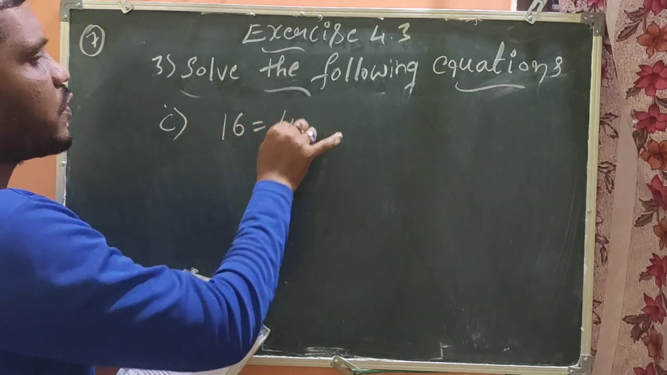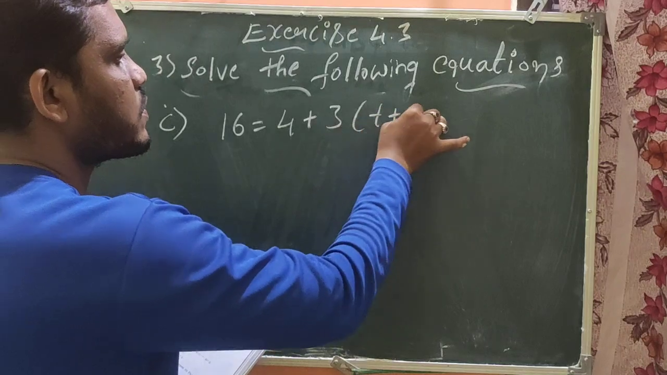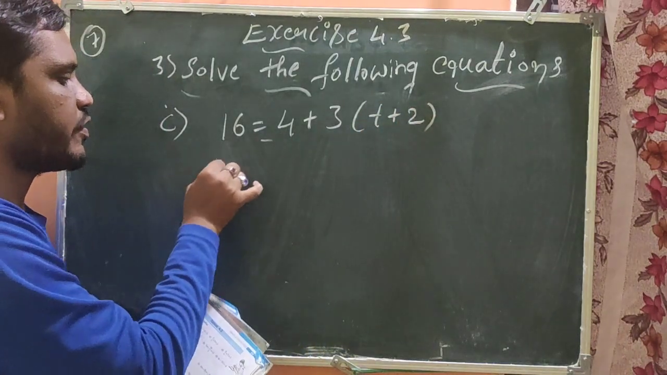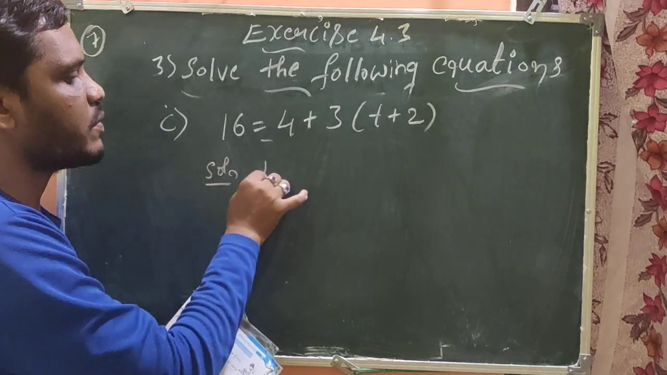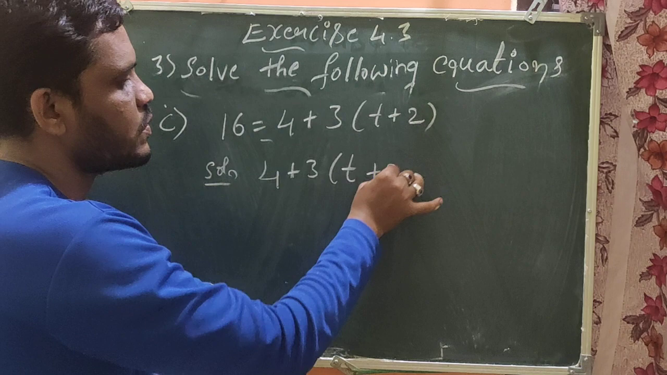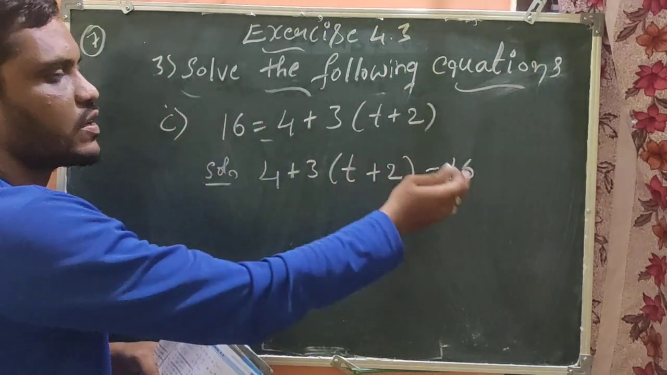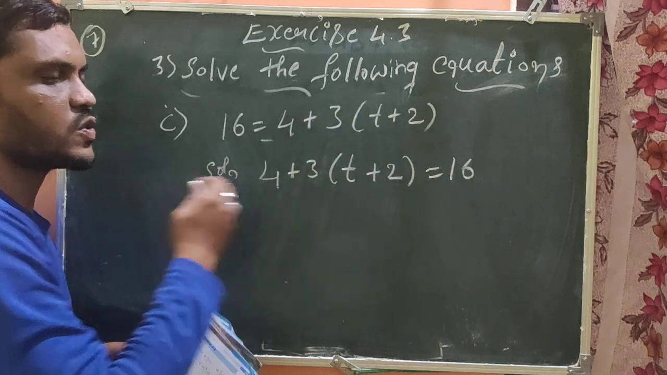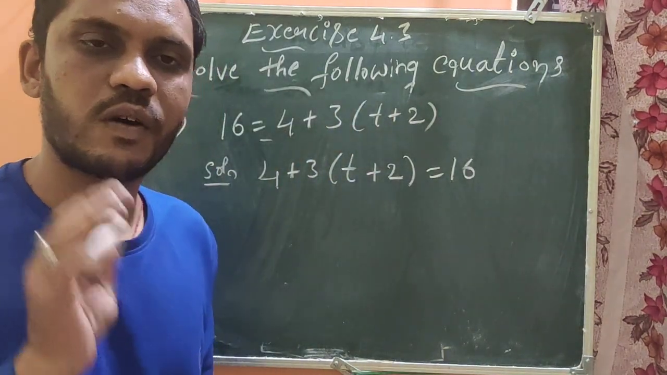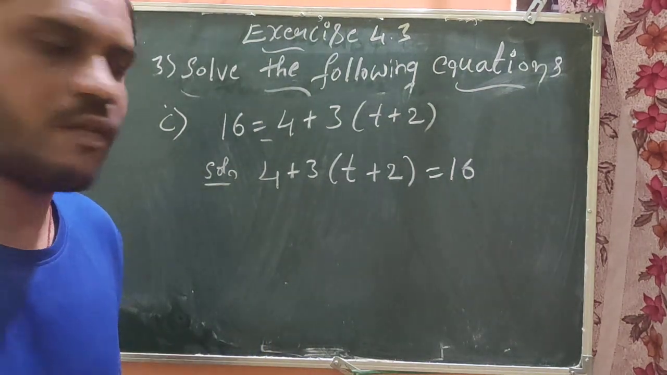16 is equal to 4 plus 3 times of t plus 2. So equal sign means both sides are equal. So I will write like this: 4 plus 3 times of t plus 2 is equal to 16. LHS side goes to RHS side and RHS side goes to LHS side. Nothing will be happening. Okay. Then it is easy to simplify.